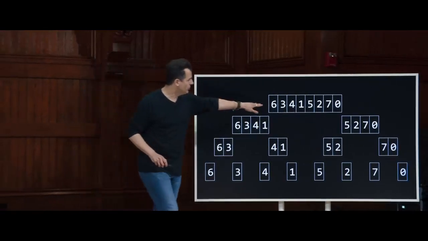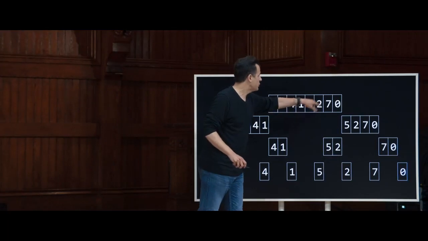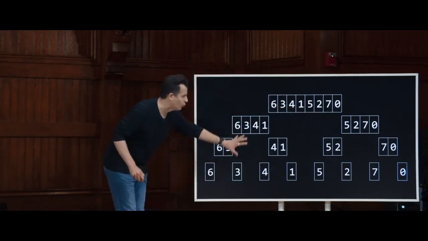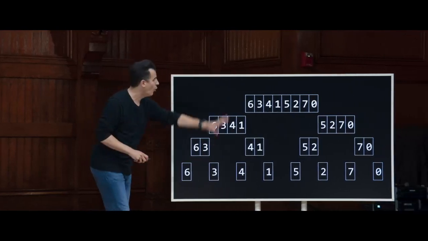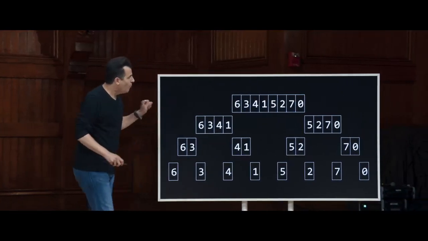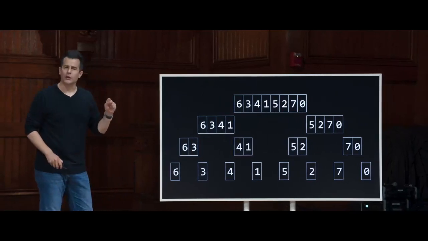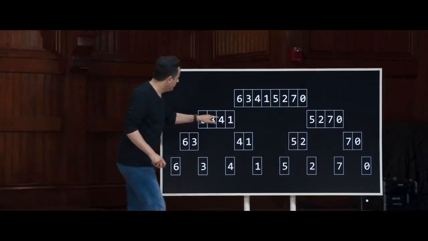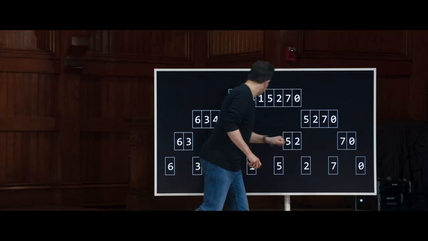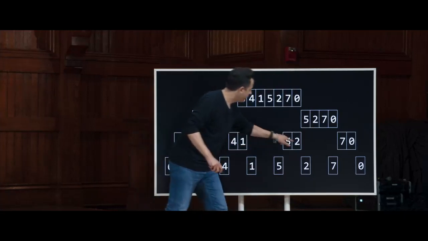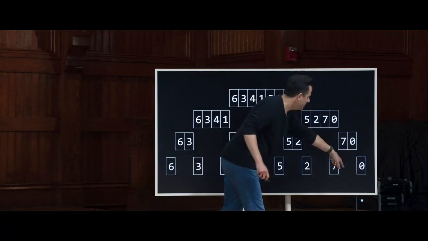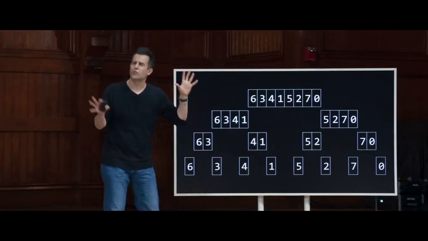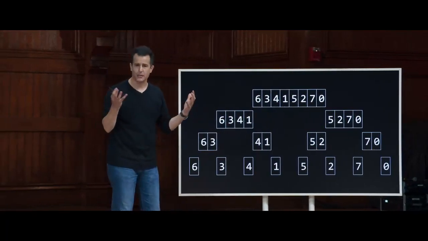So here is the original list, 6341, 5270. And here are all of the remnants of that algorithm, all of the states that we were in at some point, sort of leaving a whole bunch of breadcrumbs. How many pieces of work did I do? Well, like 1, 2, 3, 4, 5, 6, 7, 8, 9, 10, 11, 12, 13, 14, 15, 16, 17, 18, 19, 20, 21, 22, 23, 24. So I move things around like 24 times, it seems.